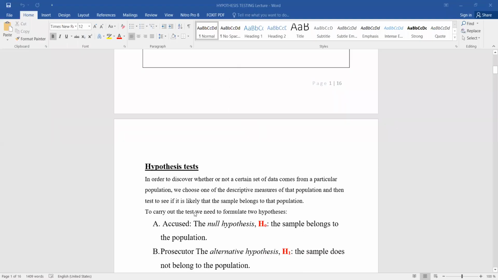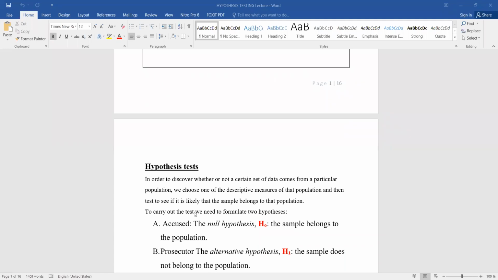Good. So we do hypothesis testing. In order to discover whether or not certain data comes from a particular population, we choose one of the descriptive measures of that population and then test if it is likely that the sample belongs to that population.